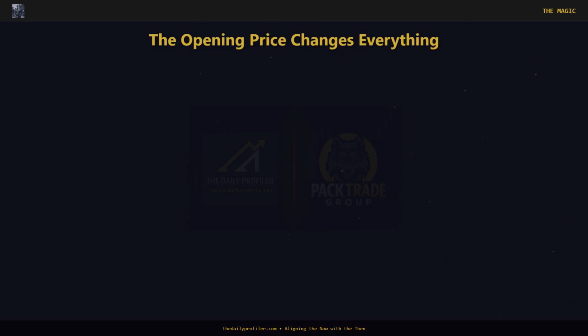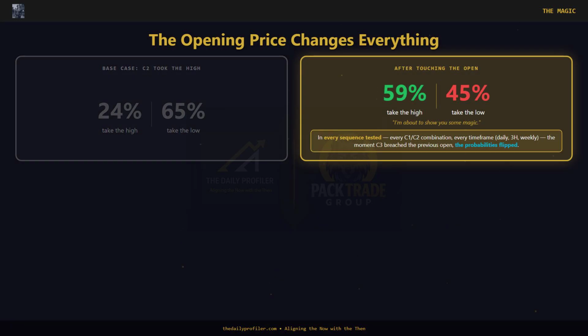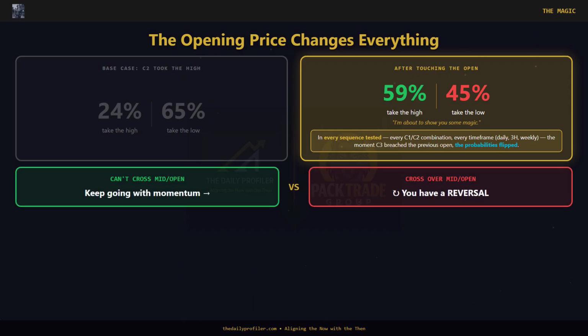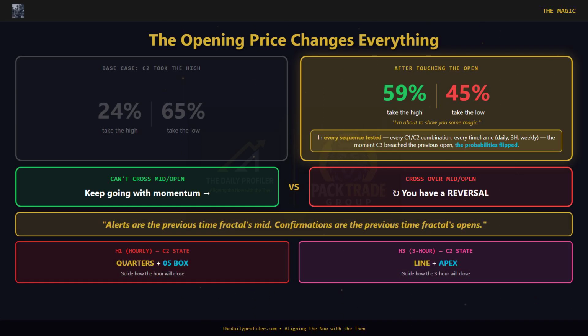Now watch what happens when we look at the opening price. In the base data, when a candle takes the low, only 24% take the high. 65% continue lower. Bearish, right? But here's the magic. When price touches the opening price after taking the low, those numbers flip. 59% now take the high. 45% take the low. And this isn't just one scenario. In every single sequence we tested, every combination of C1 and C2, on every time frame, daily, 3-hour, weekly, the moment C3 breached the previous opening price, the probabilities flipped. Every time. That's what makes the open so powerful.